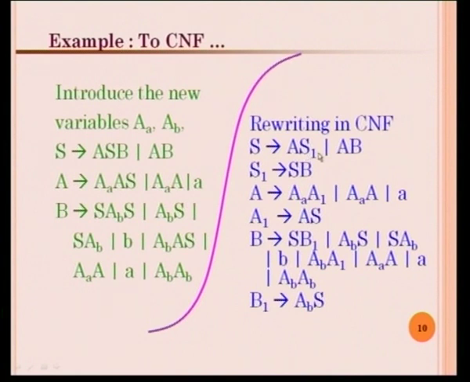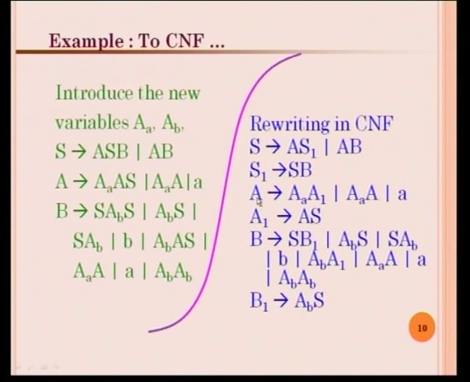Moreover, the newly introduced rule for S1 is also in Chomsky normal form. So there is no need of further breaking this production rule into more production rules. Now we find all the rules related to S are in Chomsky normal form.